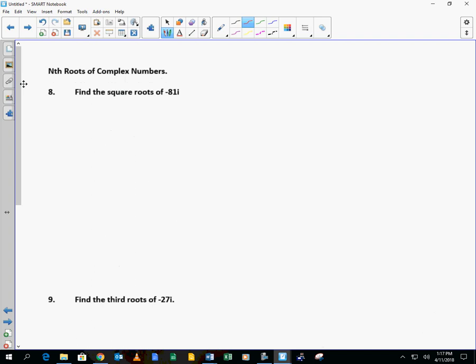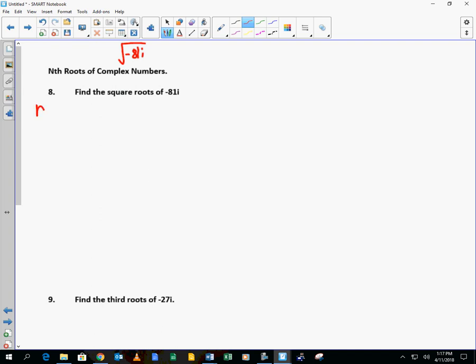Okay, so earlier I asked you what the square root of 25 is, the square root of negative 25 is, and the square root of negative 25i is, and you had no idea. So we are trying to find the square root of negative 81i. That's our goal right now, the square roots. So here's where we start. We need to be methodical in our work. Otherwise, this is just going to completely fall apart on us.